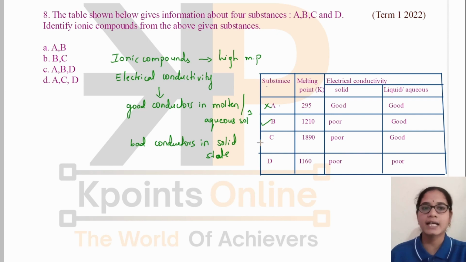So this can be an ionic compound. Then what about C? This is also having a high melting point and this is also a poor conductor in the solid state and a good conductor in liquid or aqueous solution. So this is also an ionic compound.